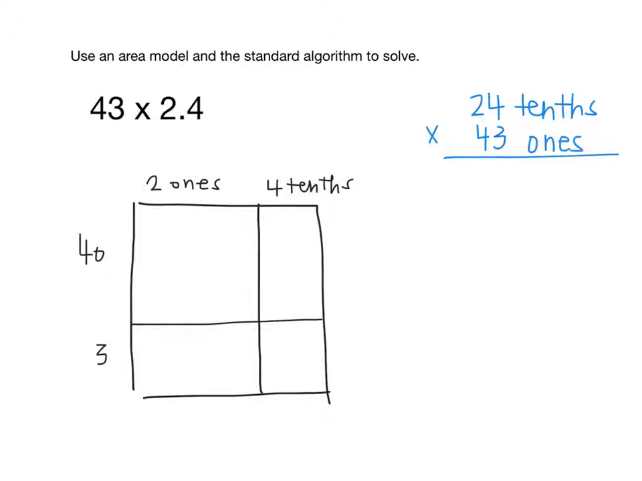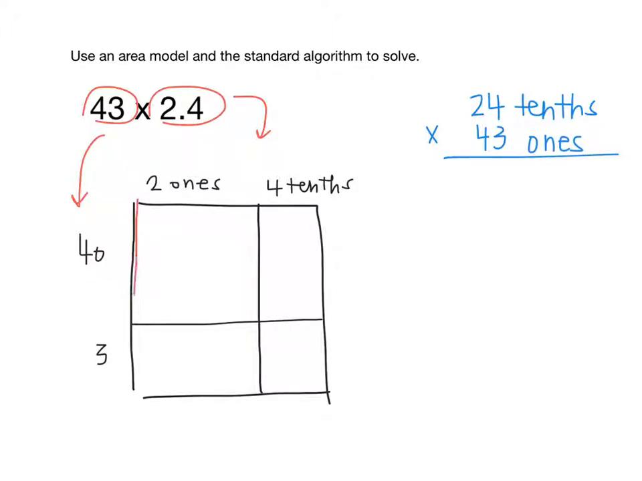So I took the first factor, 43, and I broke it up into two parts, 40 and 3. Do you guys agree? Then I took the second factor, 2.4, and I broke it up into two parts, 2 ones and 4 tenths. If I just wrote a 2 and a 4, would that be correct? No. What form is this when I have a number and then the word ones, the place value? Unit. Yeah, this is the unit form. So we're going to use unit form today to help us. Okay, go ahead and set up your area model.